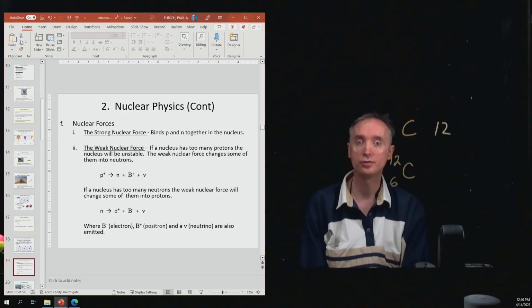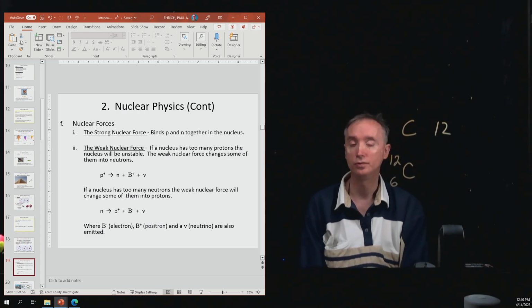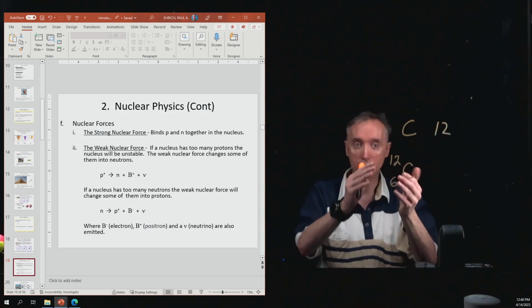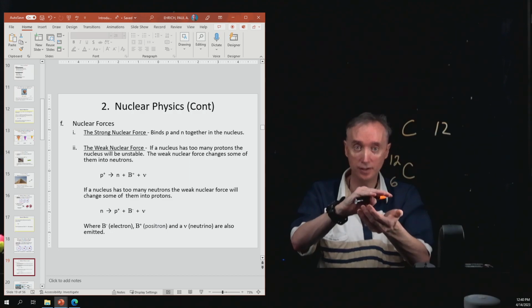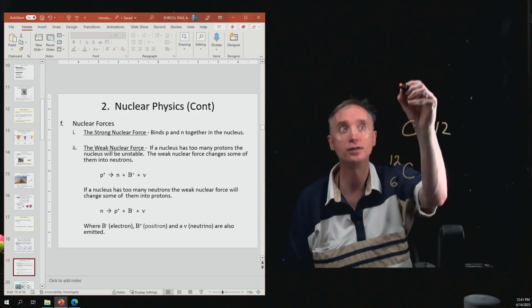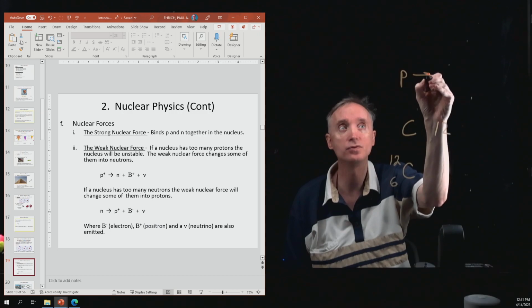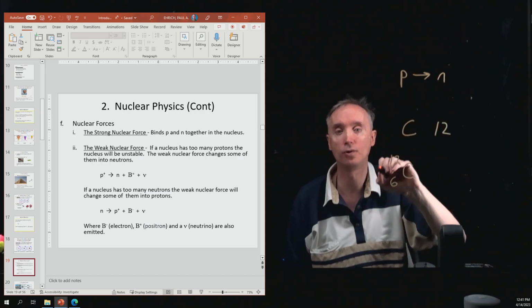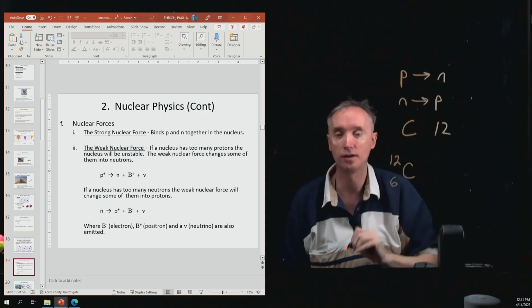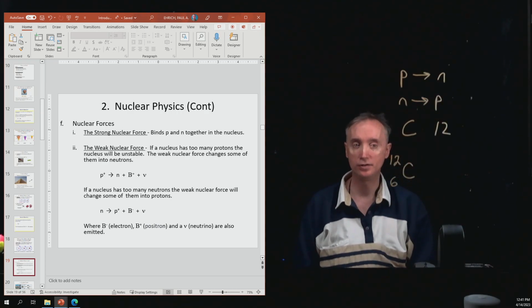Okay, then you should know the two nuclear forces inside the nucleus. So you should know that the strong nuclear force is what's holding the protons and neutrons together inside the nucleus. And then the weak nuclear force is the one that can change a proton into a neutron, or it can change a neutron into a proton. So that's all that you would need to know.